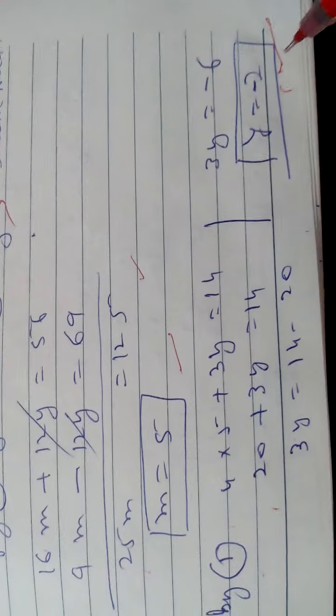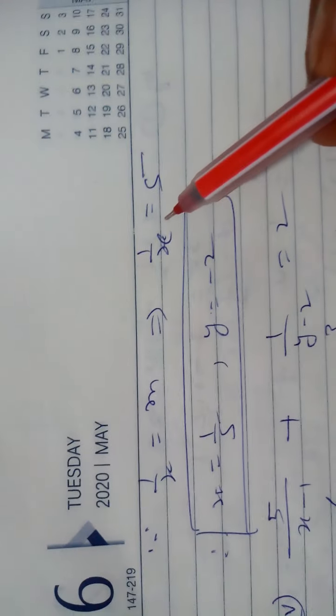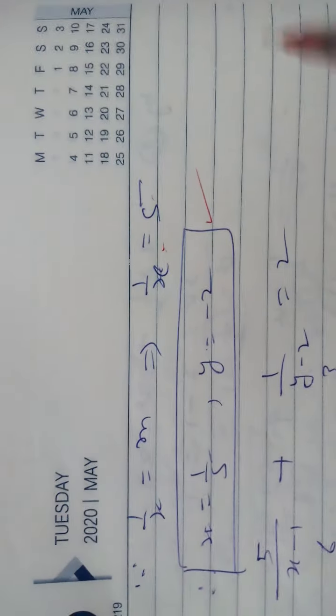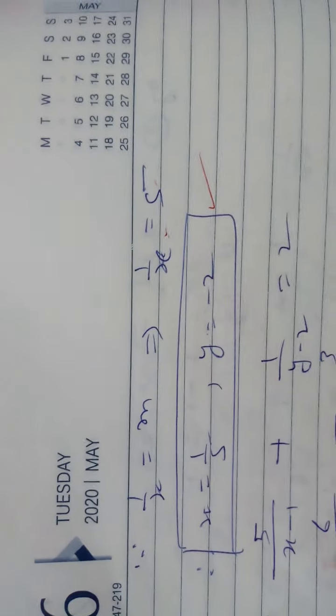Y you are getting directly, but x you are not getting. For that you will put 1 upon x is m, so cross multiply, it is your answer. X is 1 upon 5 and y is minus 2. Fourth part.